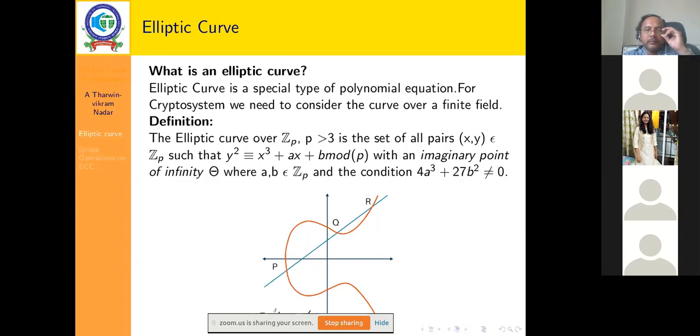Then the set of all points x and y, elements of Z_p, such that y squared is congruent to x cubed plus ax plus b mod p. And we add one more interesting thing: an imaginary point at infinity, which I have written as theta. Using this, we get a definition of an elliptic curve. One more condition for defining a and b: we choose a and b such that 4a cubed plus 27b squared is not equal to 0, as discussed before the lecture. I think this is called the singularity equation.